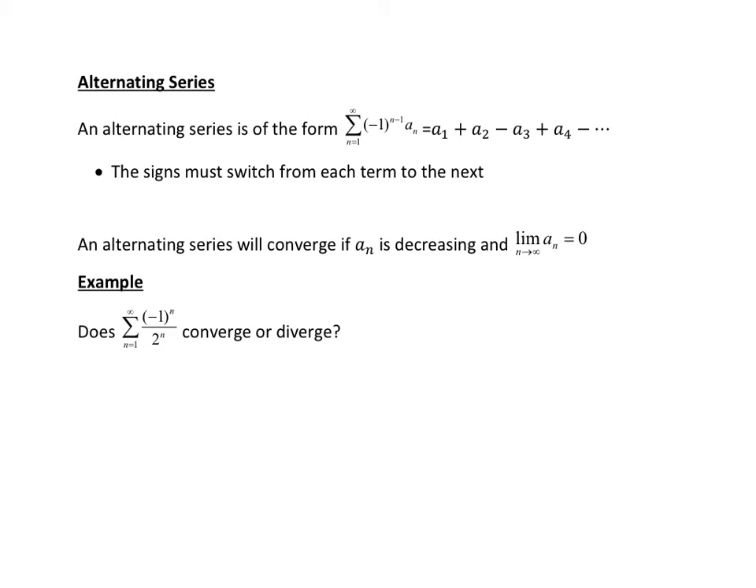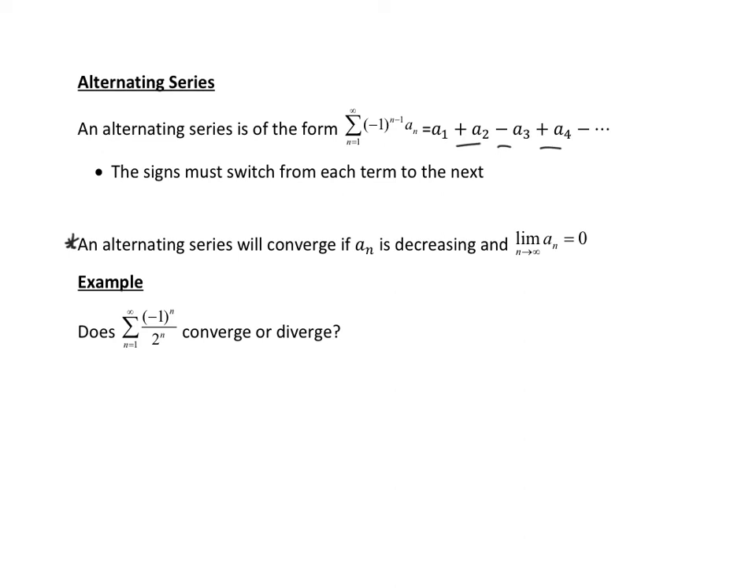Alright, now we're going to actually look at a really easy series to do. It's called the alternating series, and an alternating series is simply one where you have negative 1 to the n minus 1, or you could even have negative 1 to the n. All we're looking for is that the signs between each individual term change. If the signs change, an alternating series will converge if the limit as n approaches infinity gives you 0.